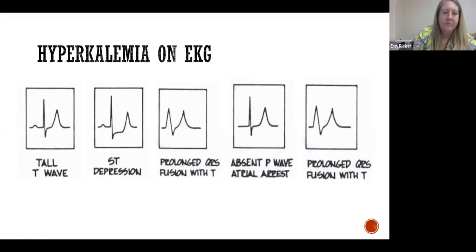Hyperkalemia, also scary and something that you want to avoid. This can lead to a tall T wave initially. You'll then develop some ST depression. You get a prolonged QRS and fusion of the T, which is when things start looking a little ugly. You eventually will lose your P wave due to atrial arrest from the hyperkalemia.